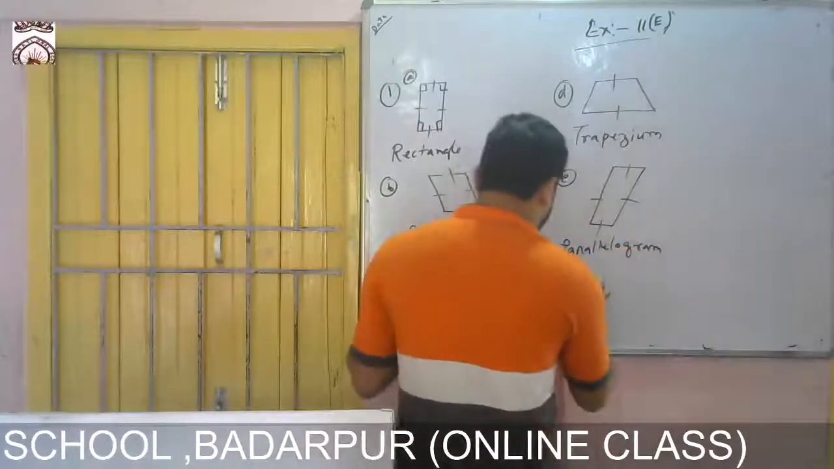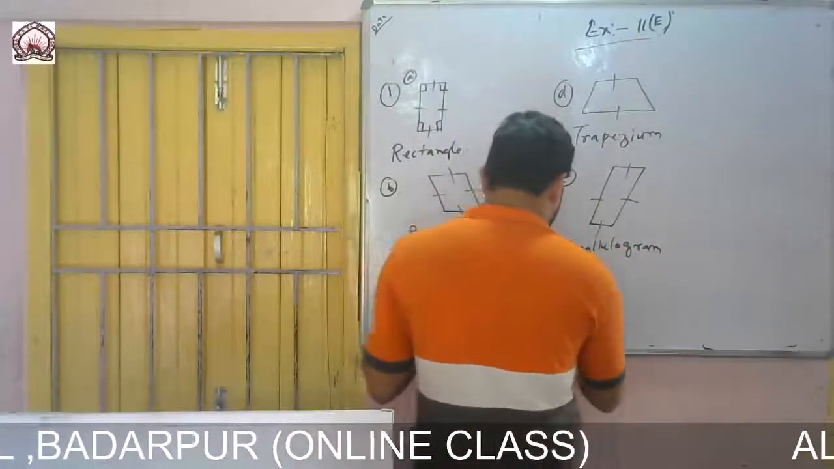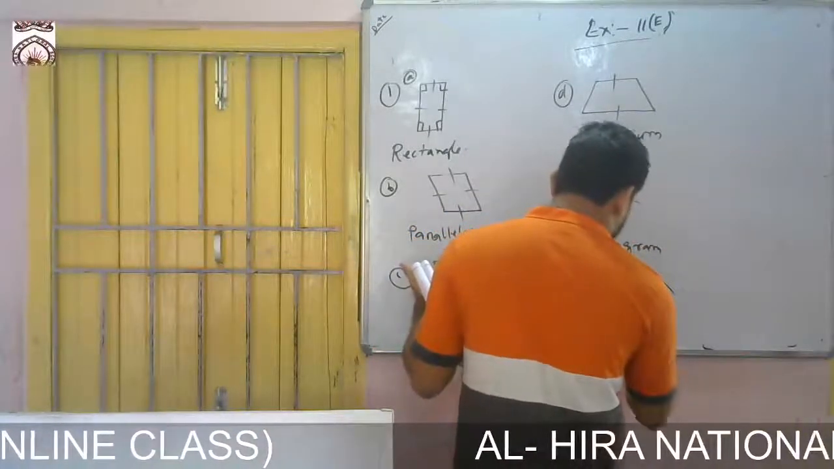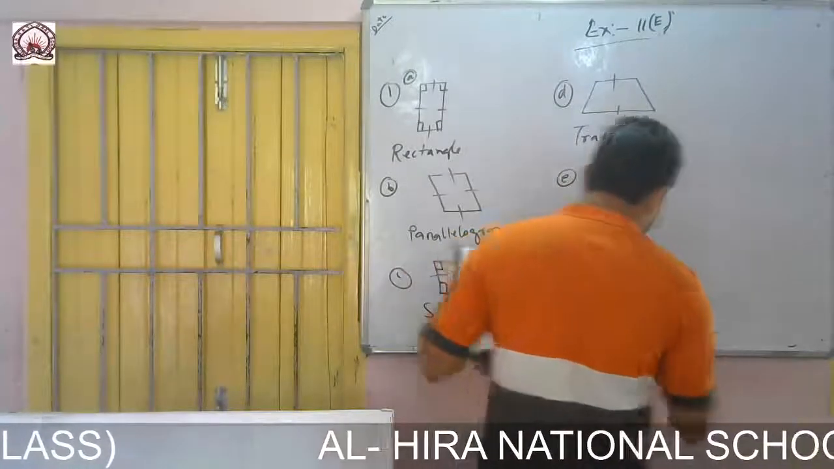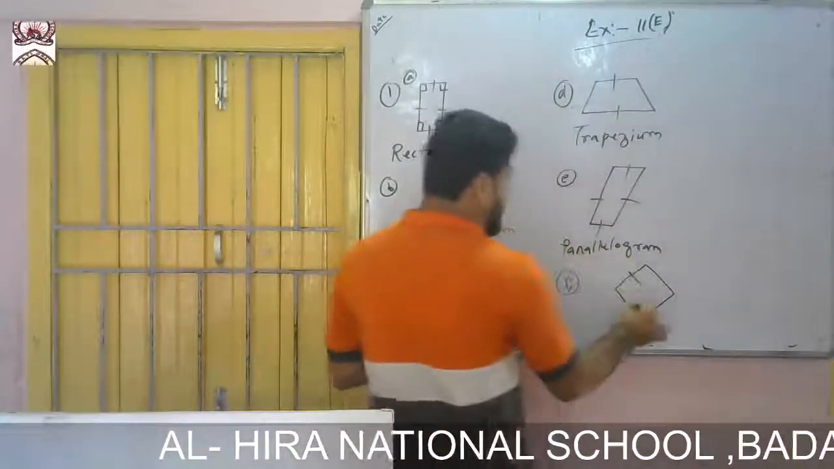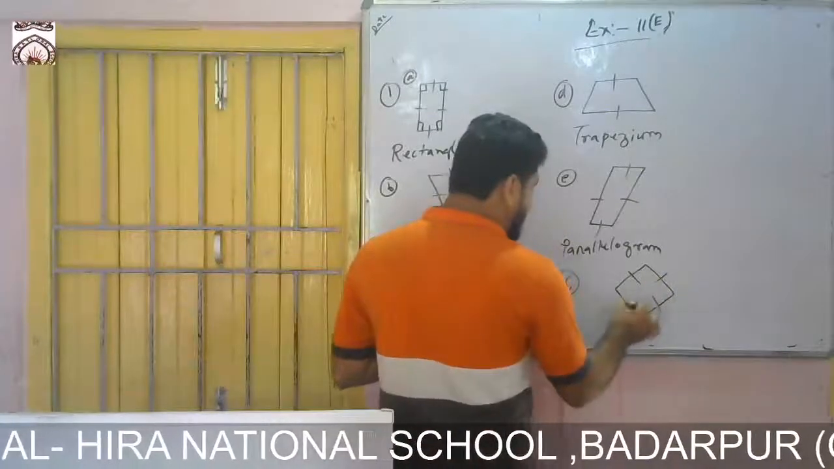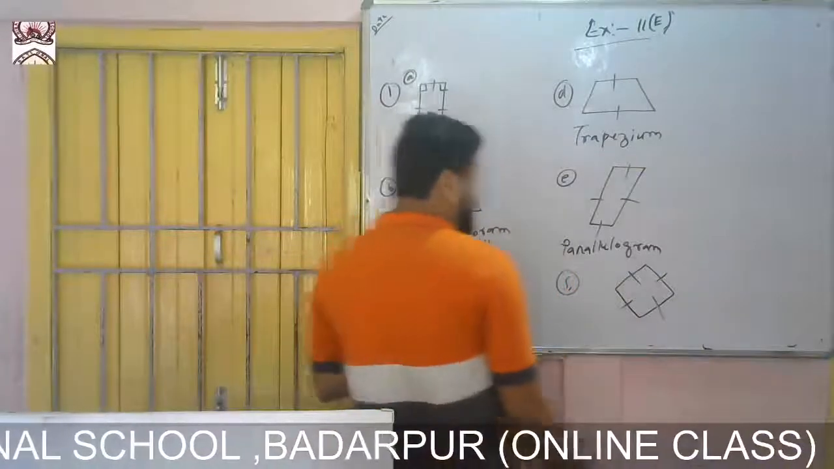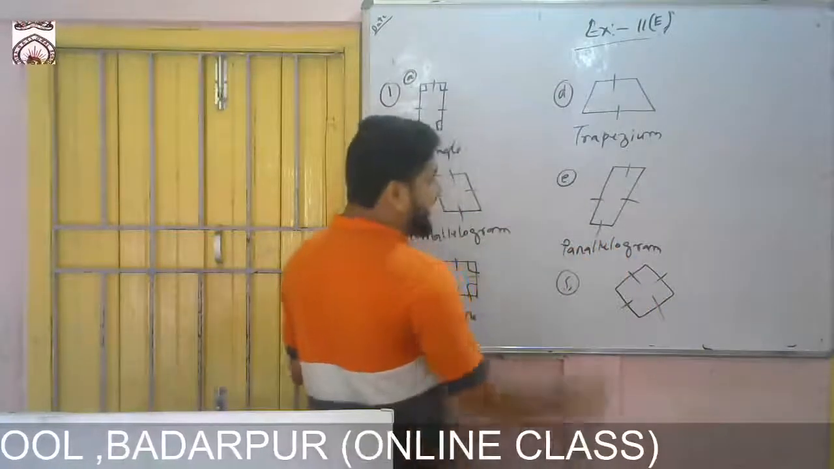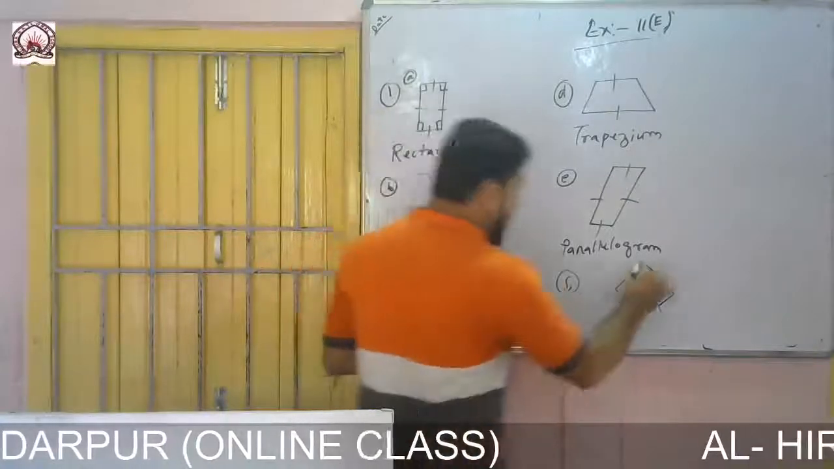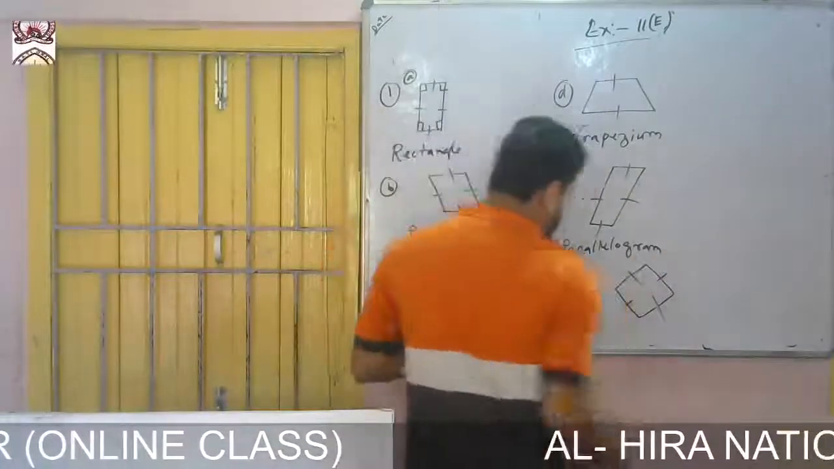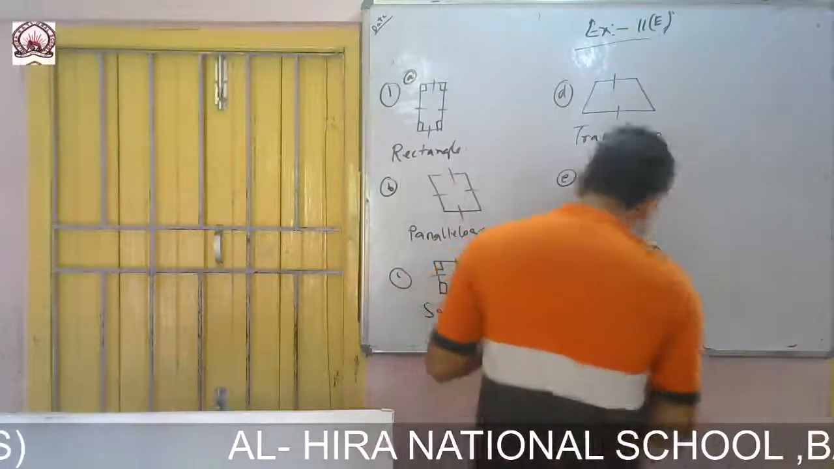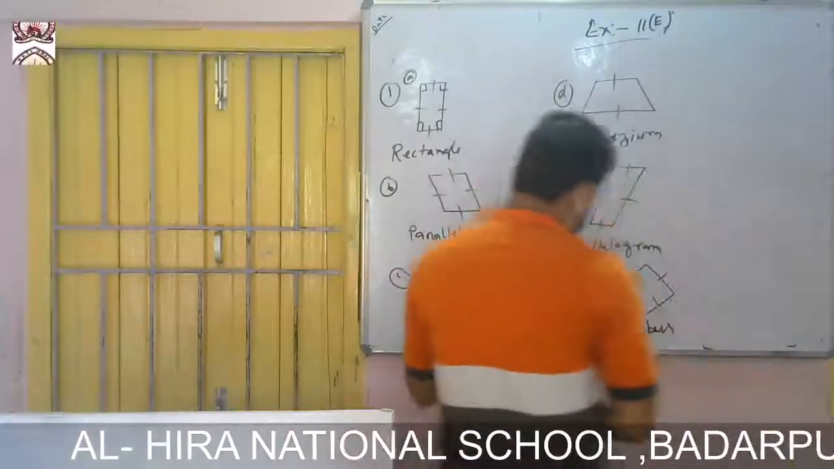Okay. Now come to F. So you see this side is parallel to this side is parallel to this side. This side is equal to this side is equal to this side is equal to this side. So it is a rhombus. And why is it not a square? Because the angles are not 90 degrees. So it is a rhombus.